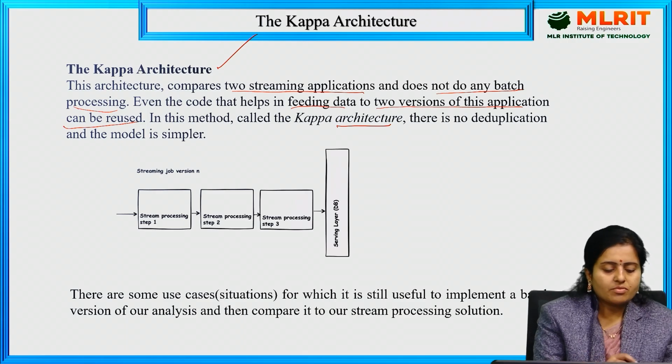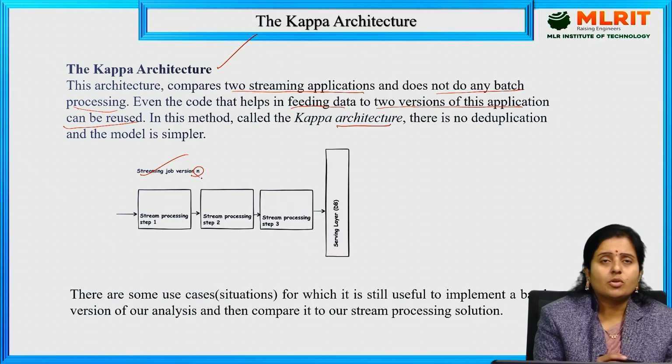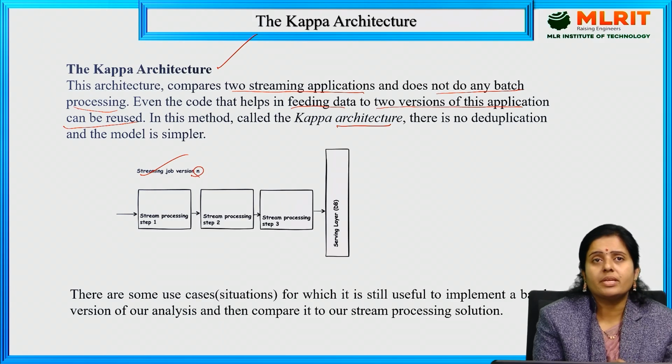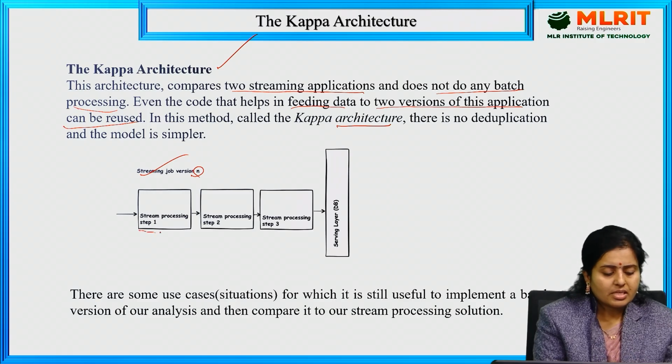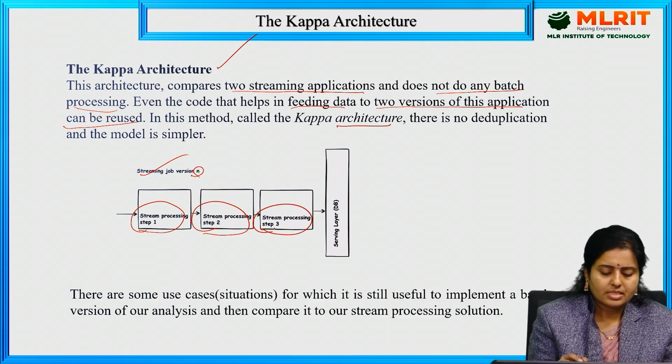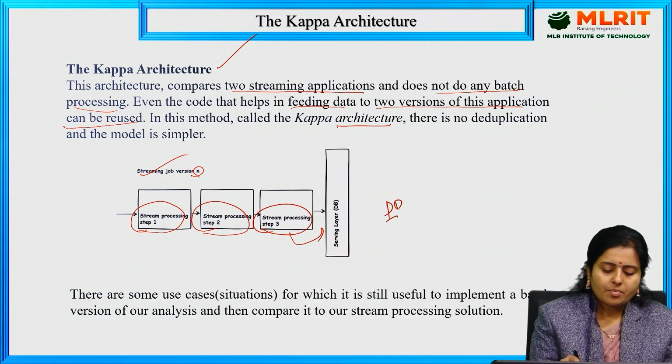Here you can observe streaming job version n. Here n is nothing but the total number of steps. As I have told you, there is no job at a time in a streaming application. It works with a step-by-step process. So here stream processing step 1, stream processing step 2, stream processing step 3. As a part of the output, it will be stored in any database serving layer.